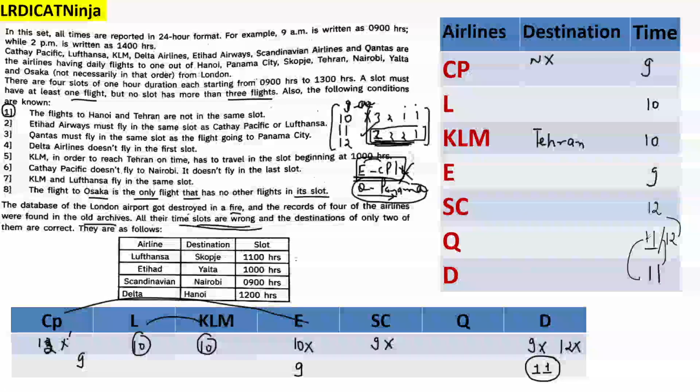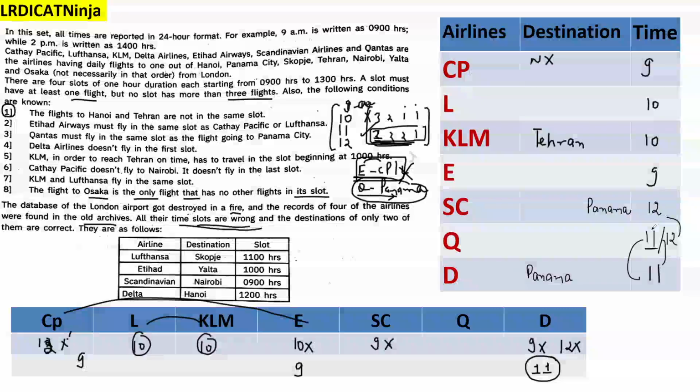Now Quant is going with Panama. So if I take the 11 slot, can I say D will be in Panama? Because Quant is going with the Panama flight. So if I take this slot at 11, then I have to give Panama to this one, and if I take 12, then I have to give Panama to this one.